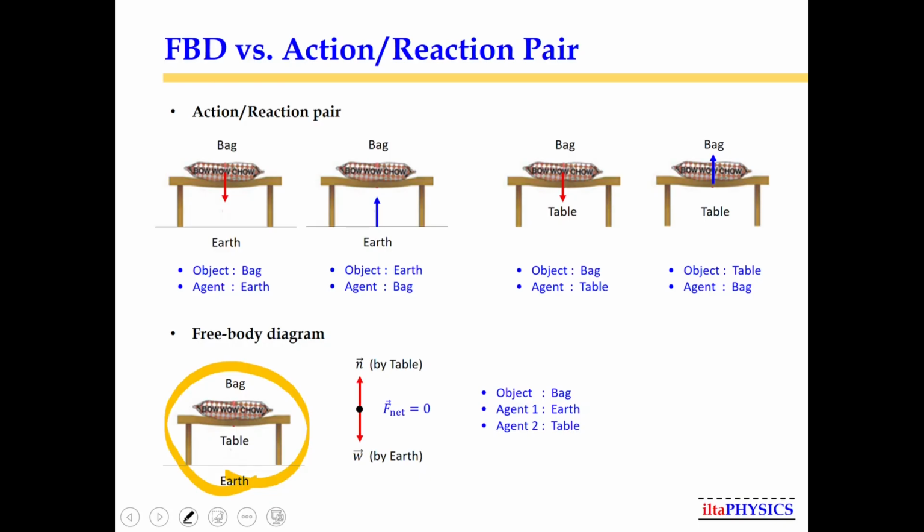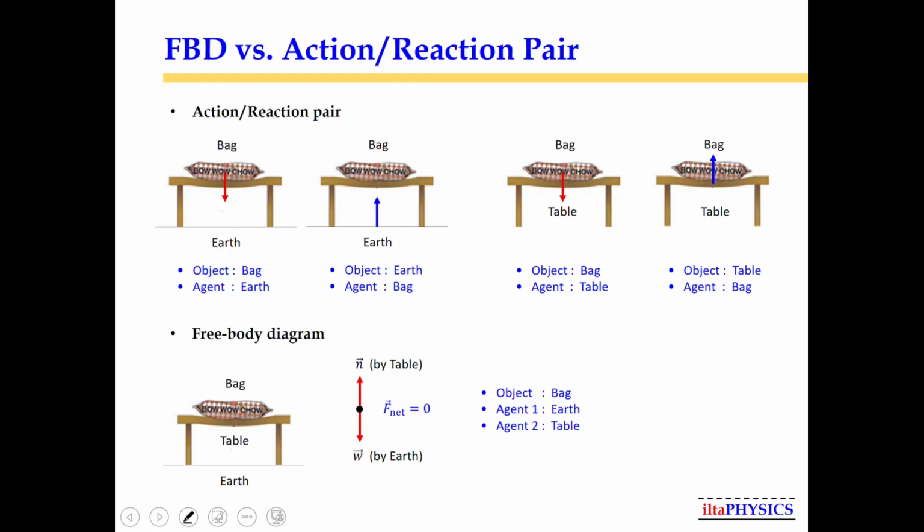In this case, the object is the bag sitting on the table, and there are 2 agents applying forces, the earth and the table. The earth pulls the bag downward with gravity, and the table pushes the bag upward with a normal force that's perpendicular to the surface. Since these 2 forces are equal in magnitude and opposite in direction, the net force on the bag is 0. That's a quick review of what we covered earlier.